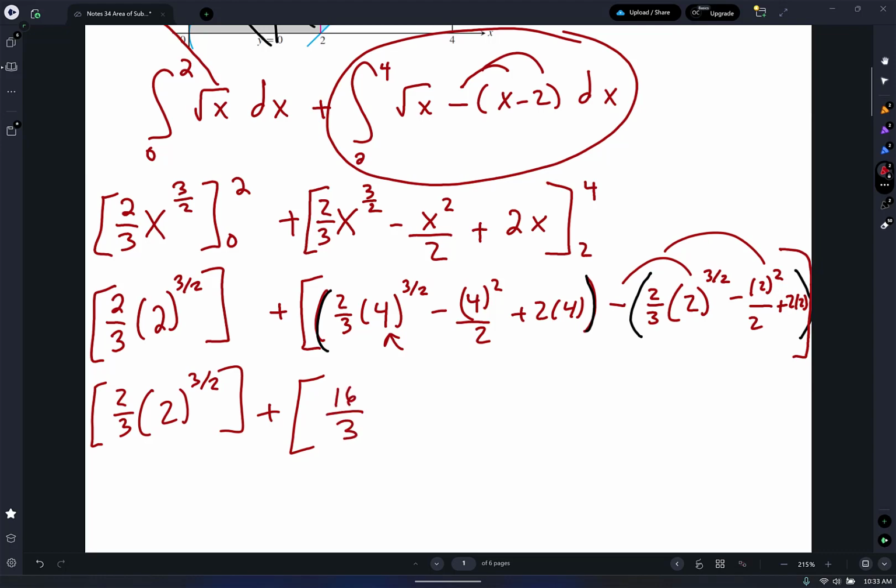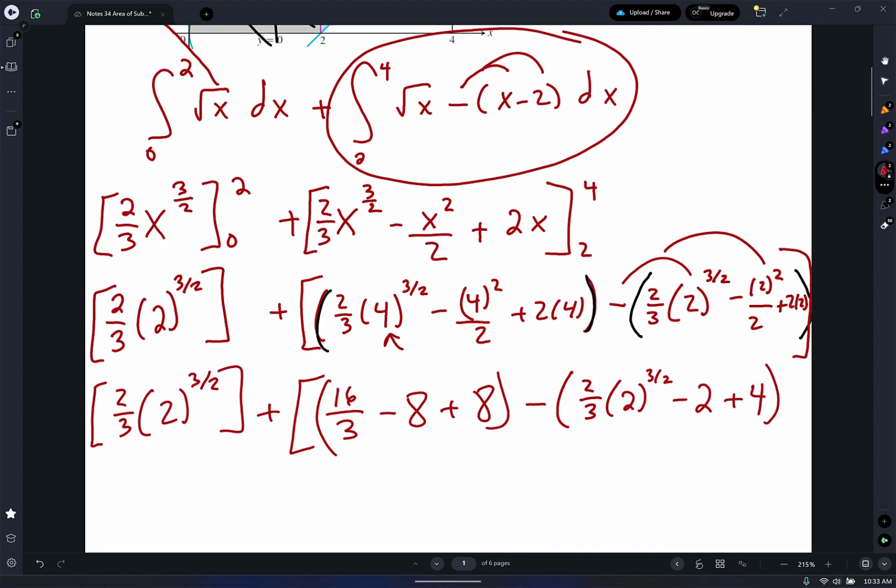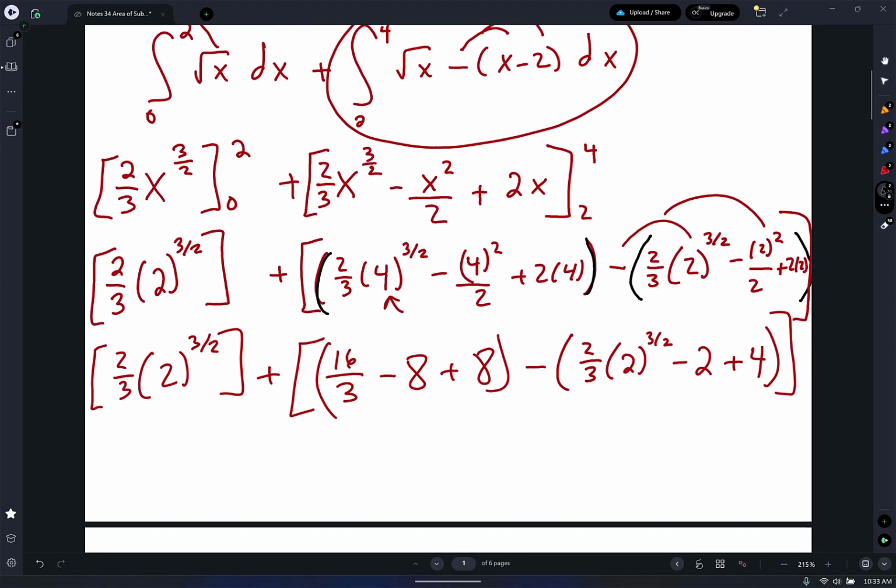I don't think I did any mistakes, but let me know. 4 squared is 16. 16 divided by 2 is 8. Plus 8. That's this first parenthesis there. Minus, and then I have 2/3 times 2 to the 3/2. Let's see. 2 squared is 4. 4 divided by 2 is 2. And then 2 times 2 is 4. Let me know if you see any mistakes. Do we see any mistakes so far? Are we okay so far?